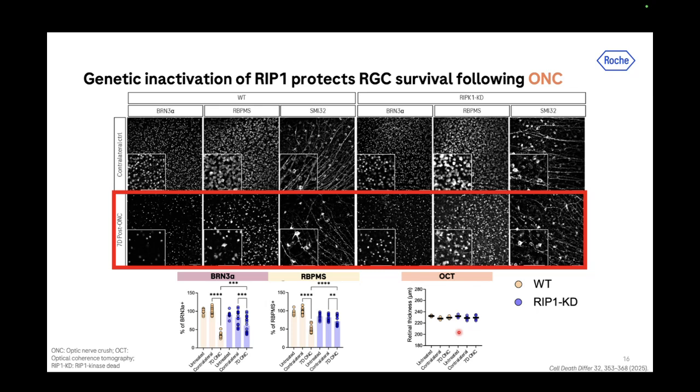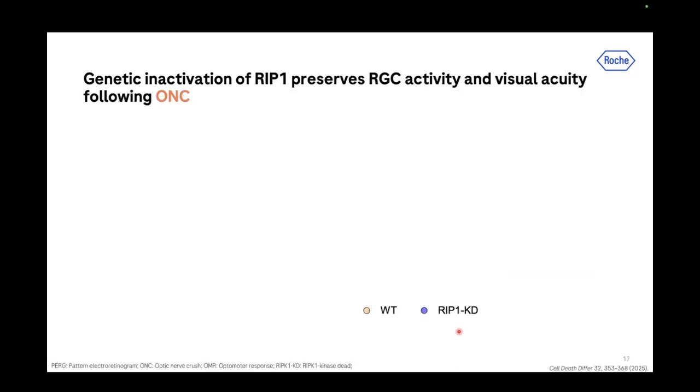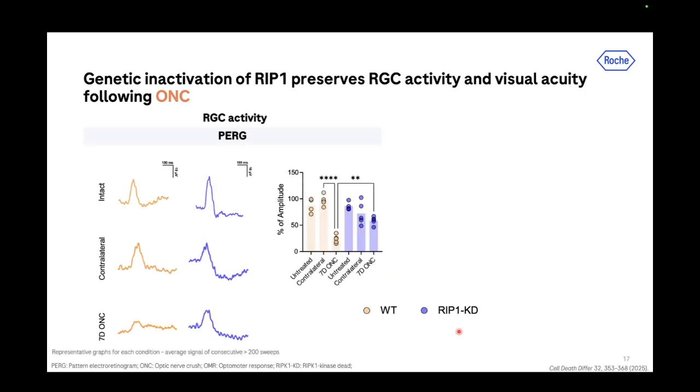So as we did in the IRI model, next we ask whether the RGCs that survived in RIP1 kinase-mediated mice after optic nerve crush are also functionally active. To address this, we again use PERG and OMR as a functional readout. PERG amplitude shows a significant reduction in wild type after the optic nerve crush, in contrast to the RIP1 kinase-mediated mice, which retain a stronger signal, suggesting preserved RGC function.